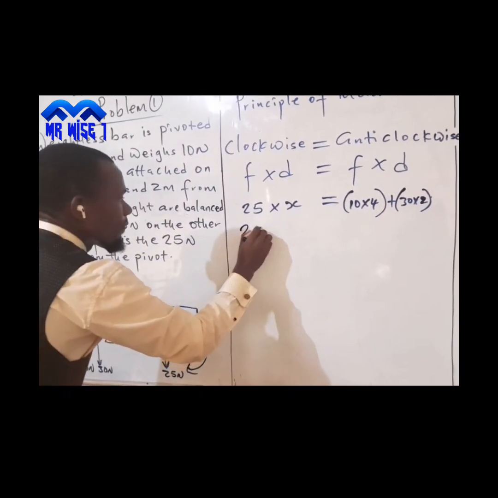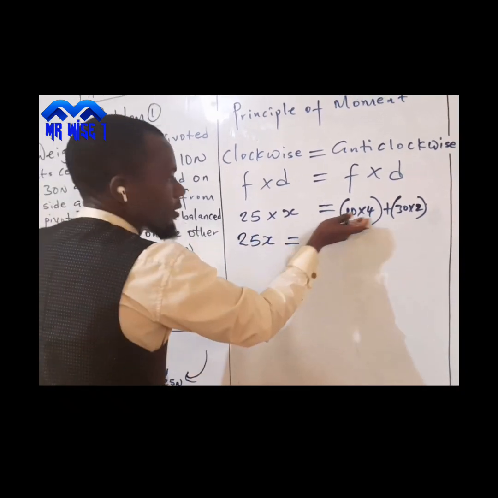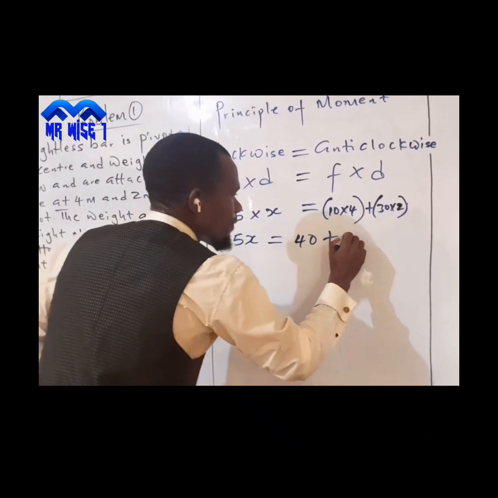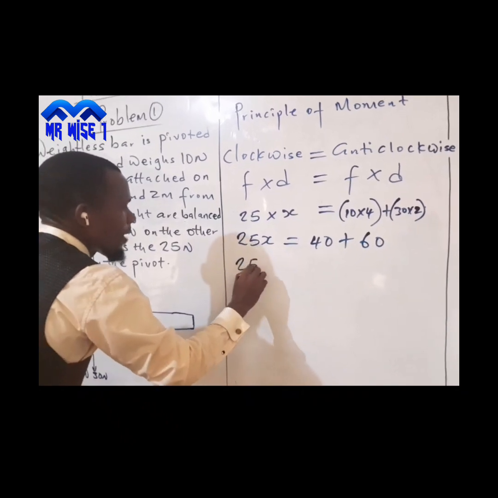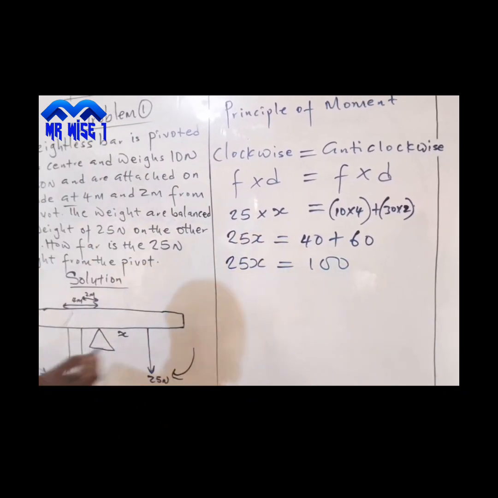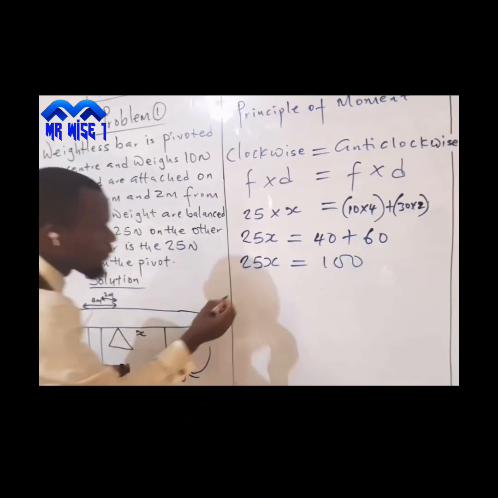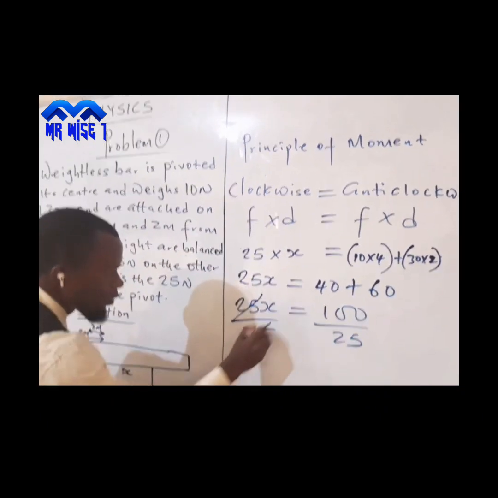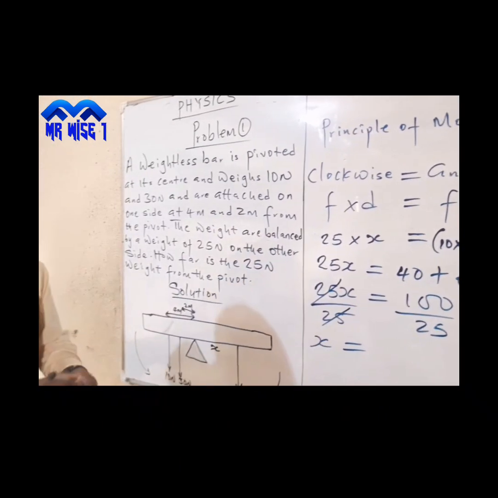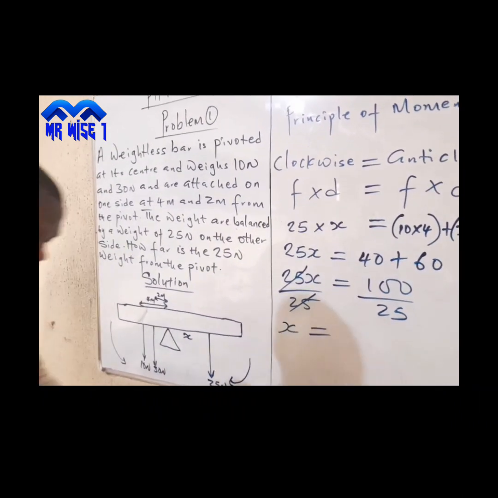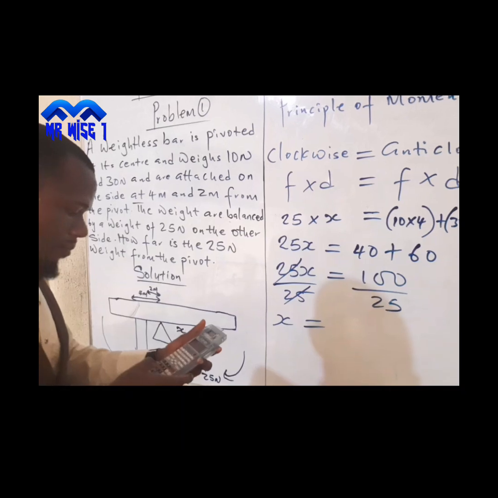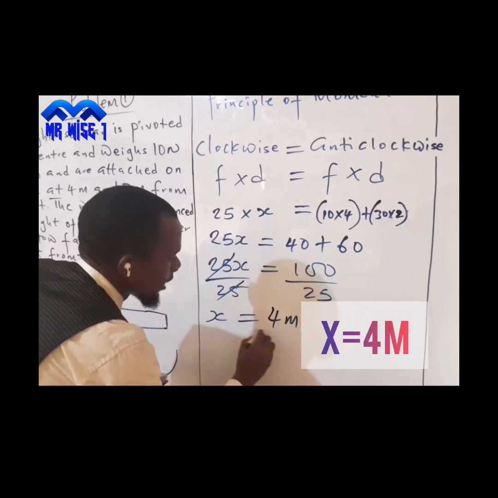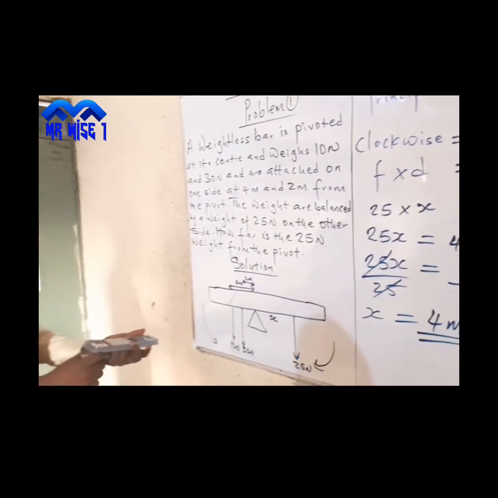So my 25x is equal to 10 times 4, which is 40, plus 2 times 30, which is 60. So my 25x equals 100. Remember, I'm looking for x. Divide both sides by the coefficient of x, which is 25. So x is equal to 100 divided by 25. On my calculator, 100 divided by 25 gives 4. So x is 4 meter. Okay, so I'm done with this simple problem on the board.